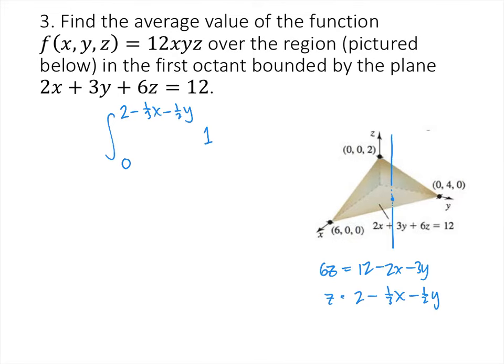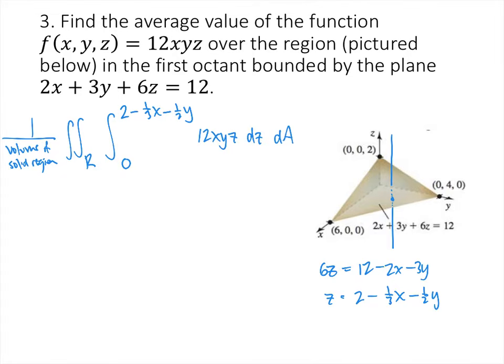And again, we want the average value. So we're integrating the function 12xyz, first with respect to z, and now we're still going to be setting up a double integral over the region R that we'll describe in a second. And then we also need to divide by the volume of this solid region. We'll get to that a little bit later.